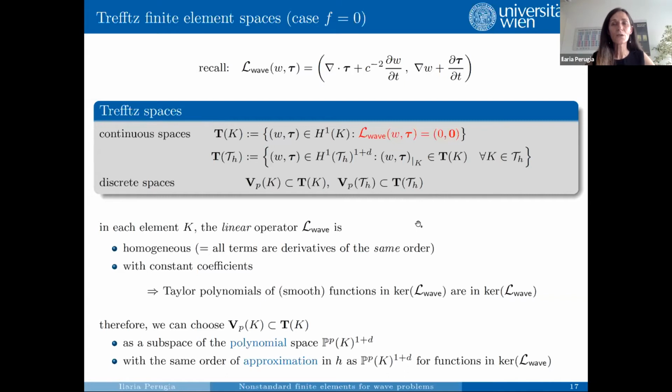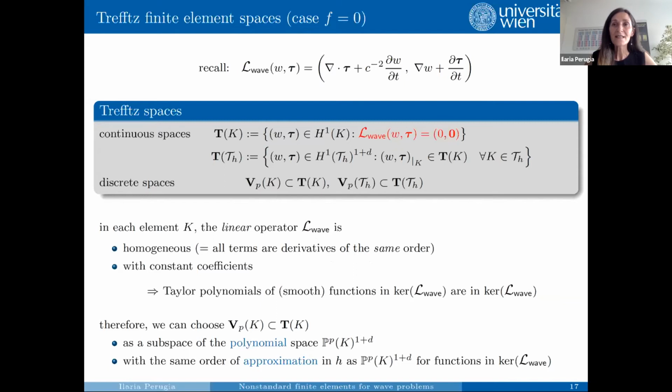So what is good news here is that if I look at this operator within each element, I see that all the terms appearing in the wave operator are derivatives of the same order. So everything is first order. And since I'm assuming that the wave velocity c is piecewise constant, assuming that my mesh is aligned with the possible discontinuities of c, c is also constant within each element.